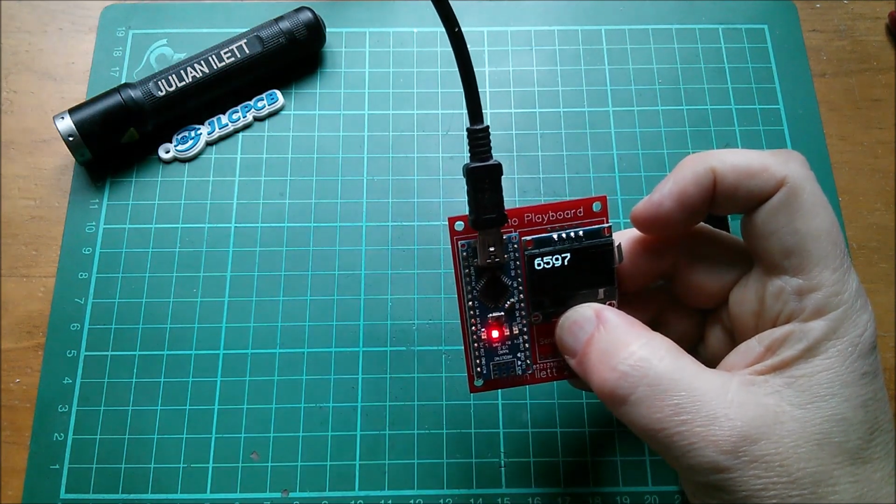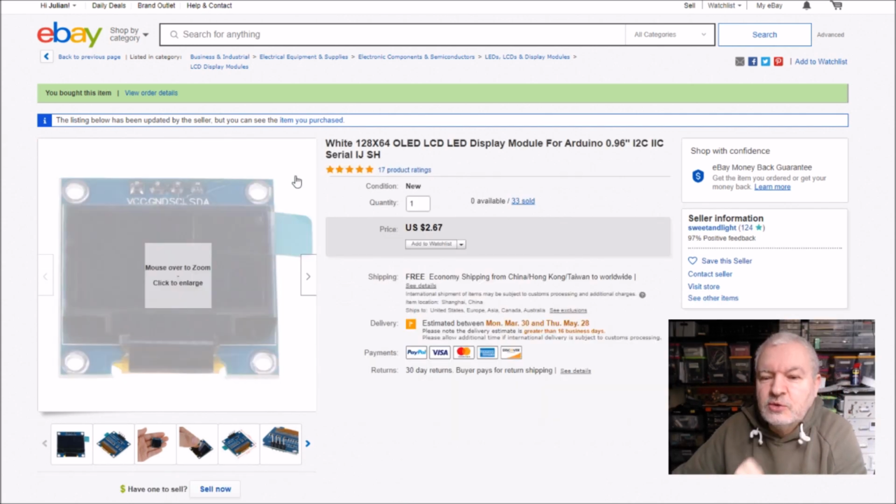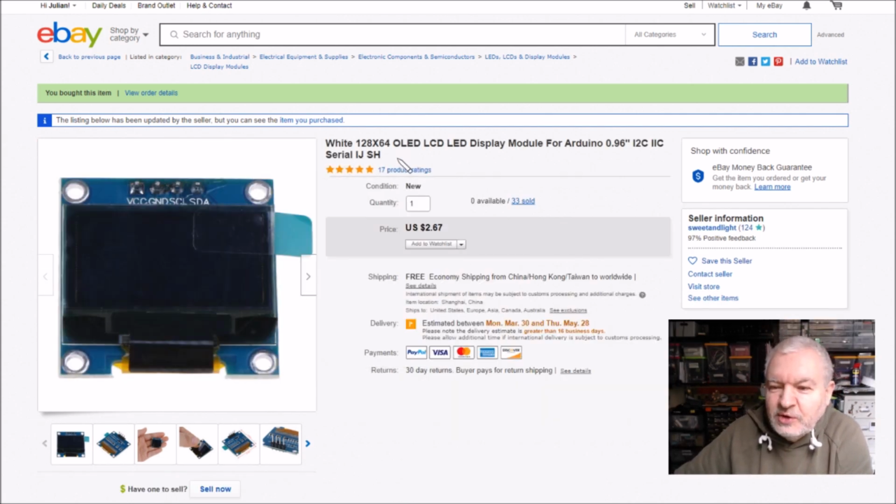Let's have a look. So this one is white, 128x64 OLED, 0.96 inch, about an inch diameter, a bit less. Oh, that's so obvious. Why did I even say that? $2.43, free shipping from Brovo P3. And the other one is also white. 128x64 OLED. Well, it's the same thing, isn't it? That was $2.67. These prices might have changed, actually, because I think these are the prices now, not necessarily what I paid. I just went for the two cheapest ones from sellers I'd never heard of.